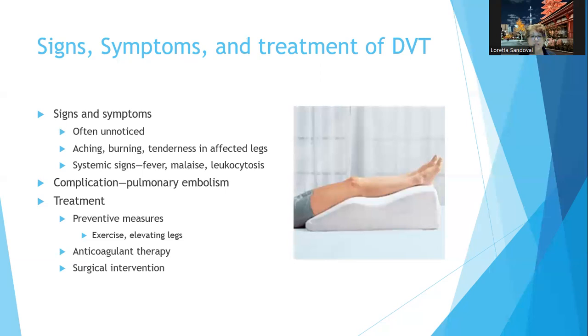The treatment is preventative measures, exercising, elevating your legs, anticoagulant therapy, sometimes surgical intervention. They'll go and put a little filter in to catch any clots that break loose. So a DVT can be a contraindication for soft tissue mobilization or some of the manual treatments that we do in physical therapy. So if you suspect that your patient has a DVT, that is definitely something to send them right to their doctor to get diagnosed.